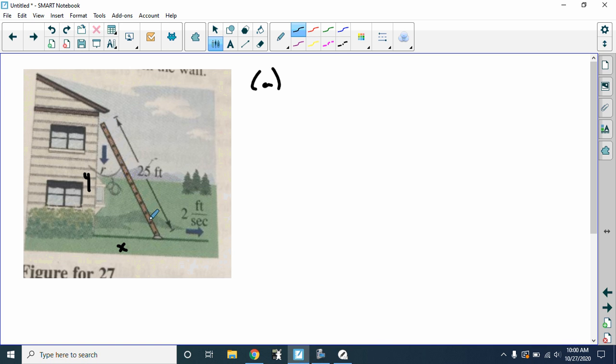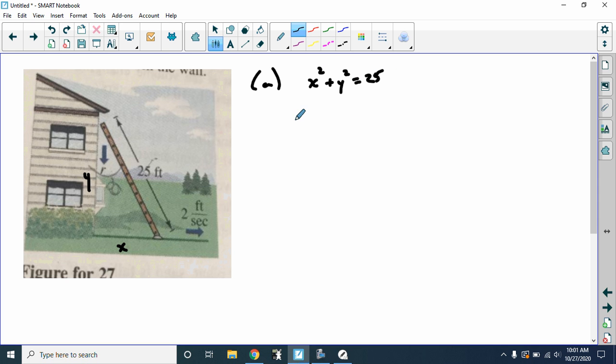And then this side here, as this slides out and this slides down, the length of the ladder stays the same. So we can leave it as 25. We don't need to call it a variable because it does not change. We need to set up a relationship between our variables. That relationship is the Pythagorean theorem, x squared plus y squared equals 25 squared.